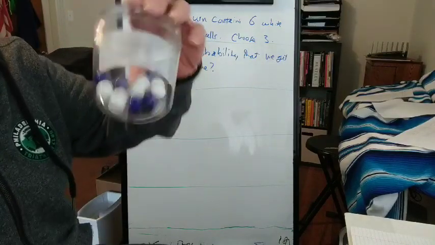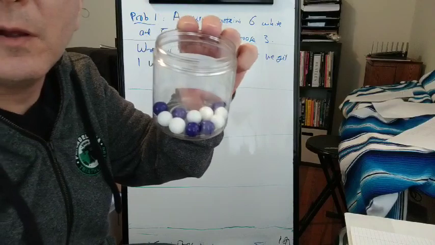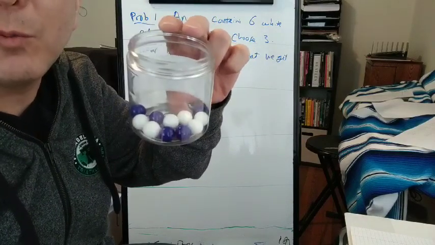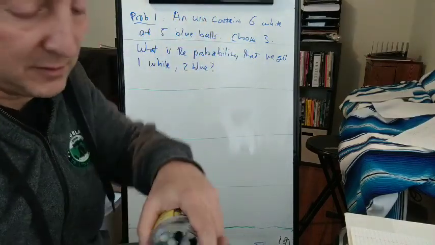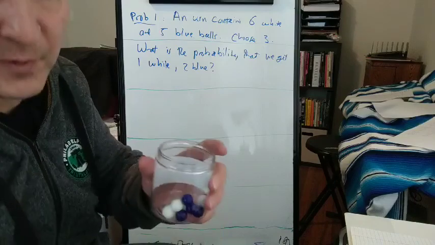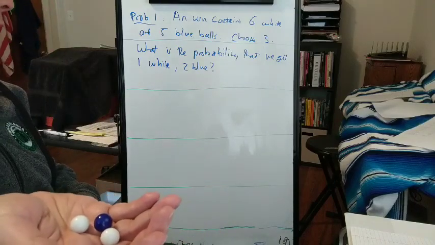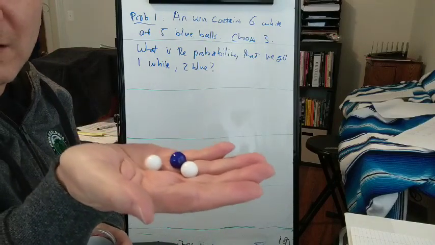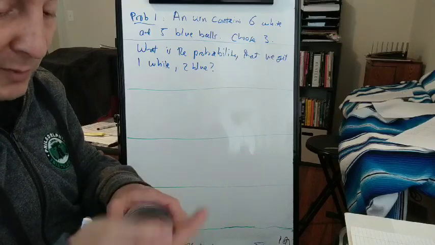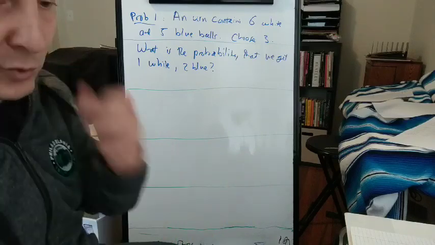So here's my urn with the 6 white balls and 5 blue balls in there. We're going to choose 3 and ask what's the probability we get 1 white and 2 blue. So not exactly like this. I got 2 white and 1 blue. What's the probability we get 1 white and 2 blue?